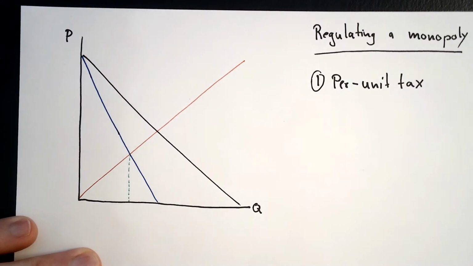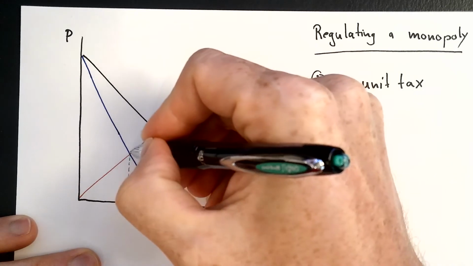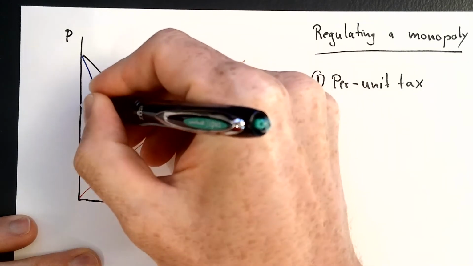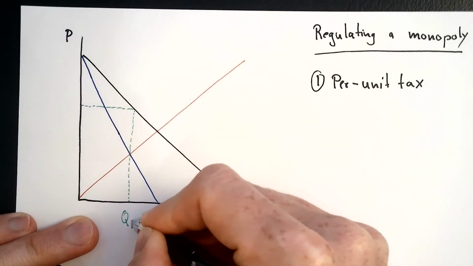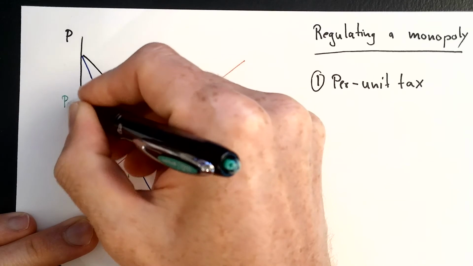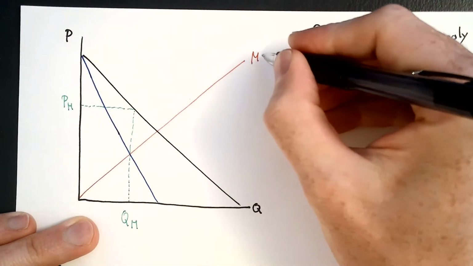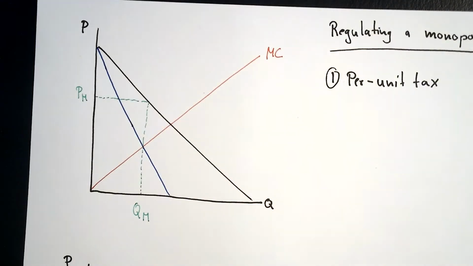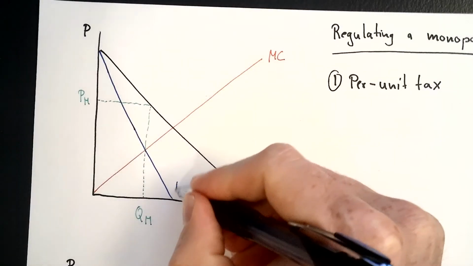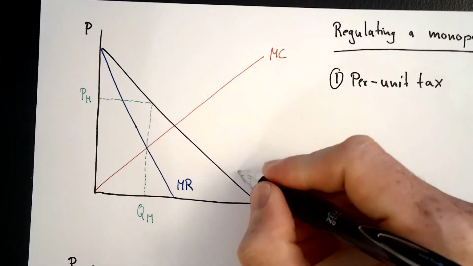As before, we are setting the marginal cost equal to the marginal revenue. And this gives us the monopoly quantity and the monopoly price. So let me just mark the marginal cost here, as well as the demand function and the marginal revenue. So we have the marginal revenue, and we also have the demand function.